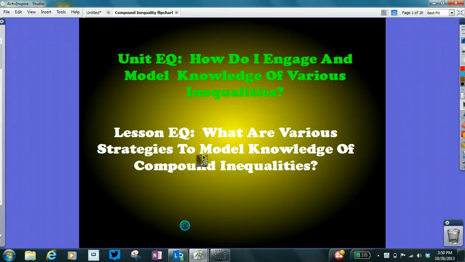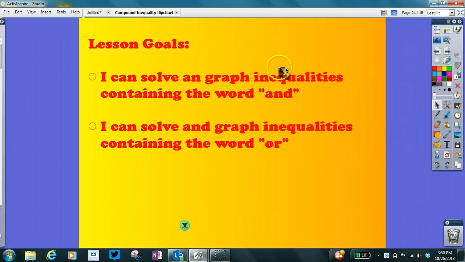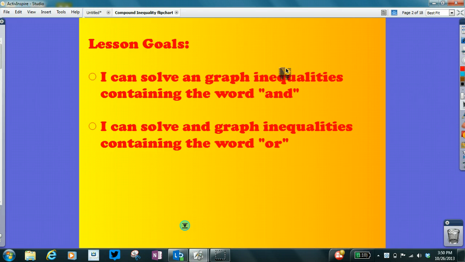Alright, the unit essential question is, how do I engage in model knowledge of various inequalities? The one thing I want to focus on in this short lesson is what are various strategies to model knowledge of compound inequalities? Alright, let's get started. The goals here, I want to be able to solve and graph inequalities containing the word and, and I also want to be able to solve and graph inequalities containing the word or.